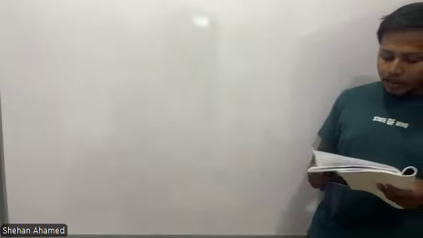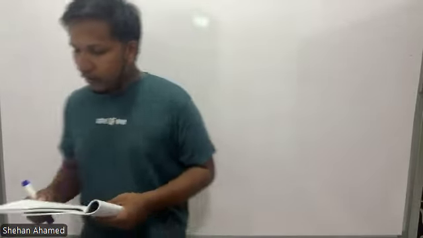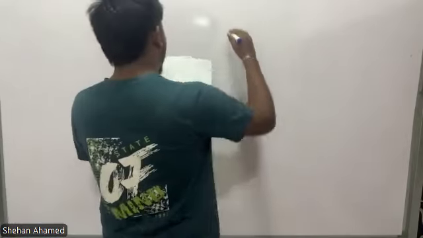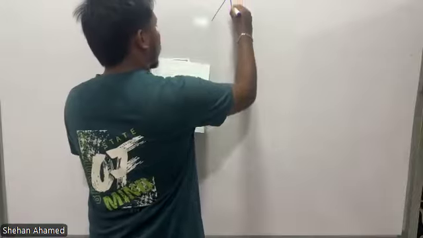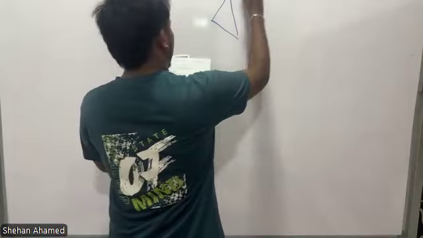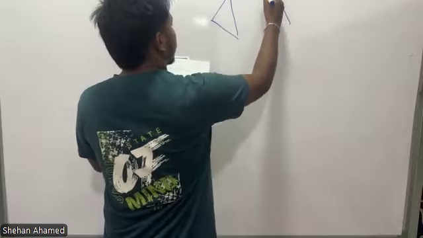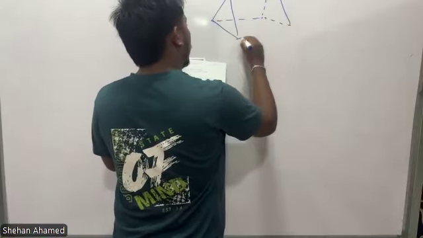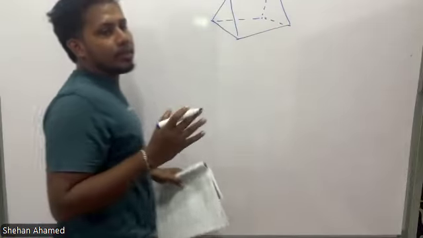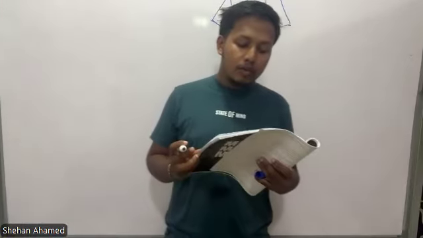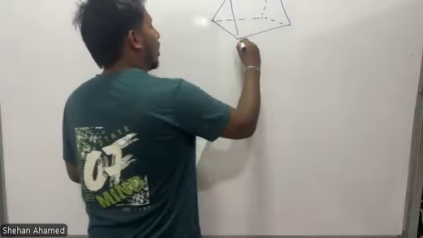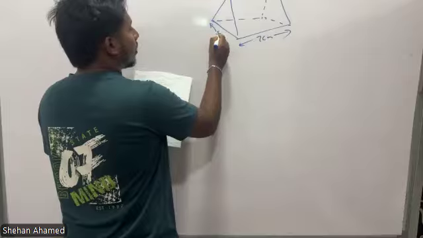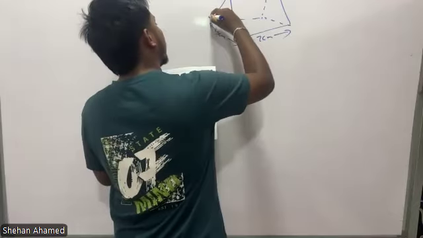Find the volume of the triangular prism in the figure using the given information. Right. Now, the diagram they have given a prism like this. Since this is a prism, they are asking find the volume of the triangular prism. They have given some values here: 7 meters, 5 centimeters, and 6 centimeters.